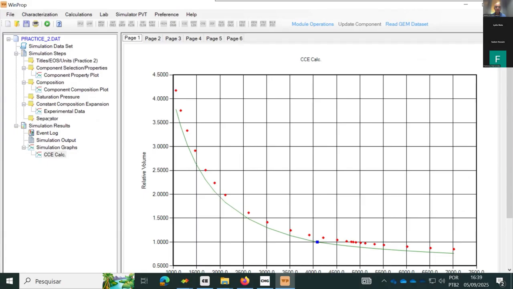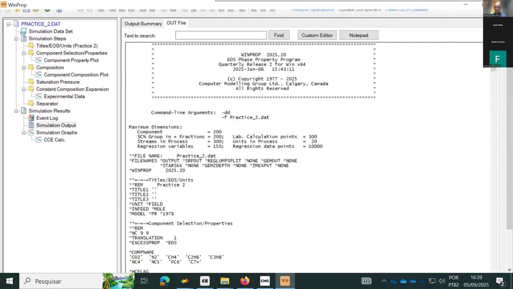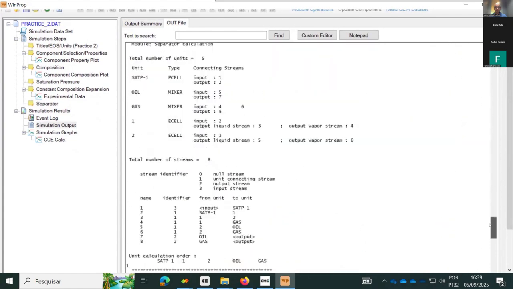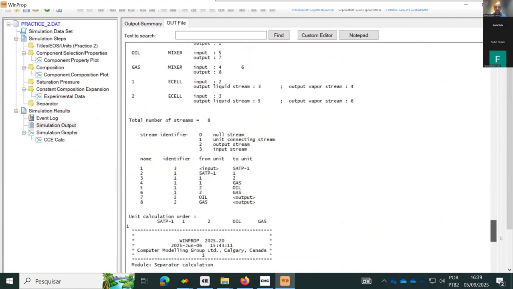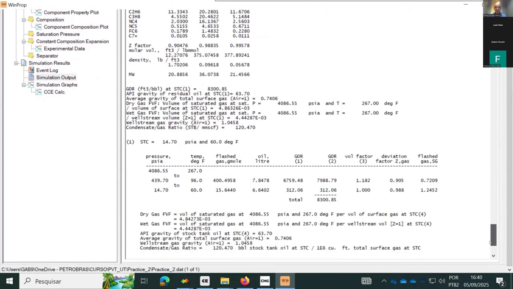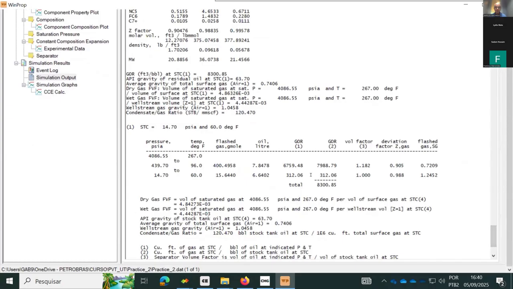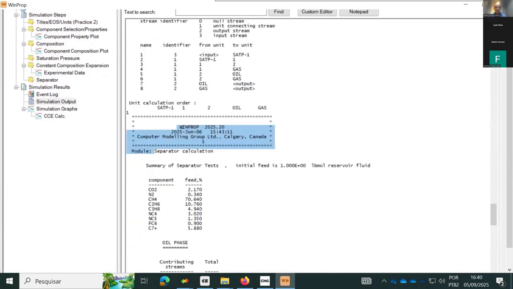If you want to see the prediction for the separator, you have to go to the summary table. Okay, go to simulation output. Go to the second tab. Go down and try to find. Oh, sorry. I don't have the table in this case because I'm not running the regression yet. But I have the prediction here. I can check here in this table. This last table is the separation calculation.